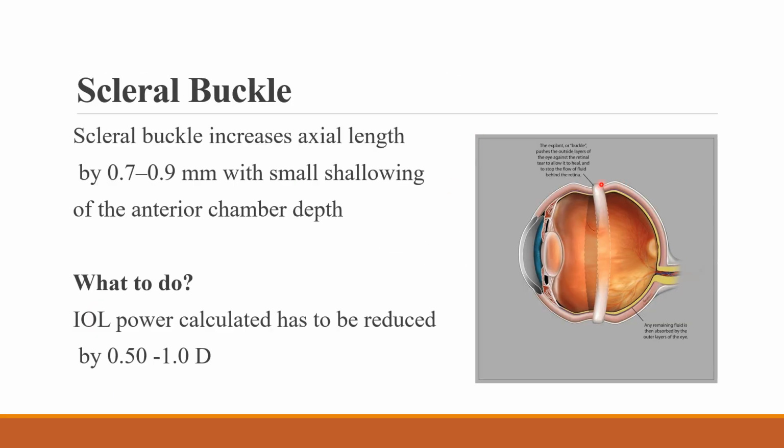Scleral buckle. We see the scleral buckle in the picture. Scleral buckle increases axial length by 0.7 to 0.9 mm with slight shallowing of the anterior chamber depth. And what can we do? IOL power calculated has to be reduced by 0.50 to 1 diopter.